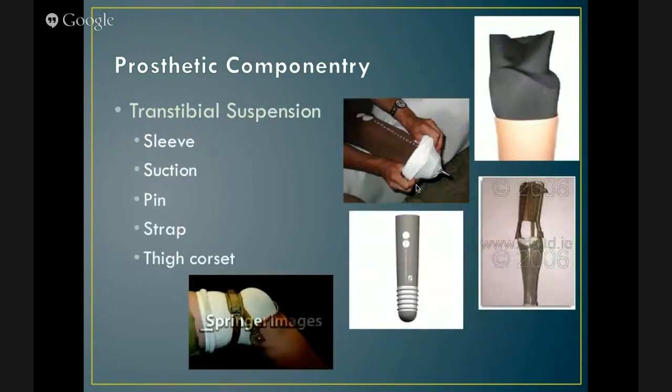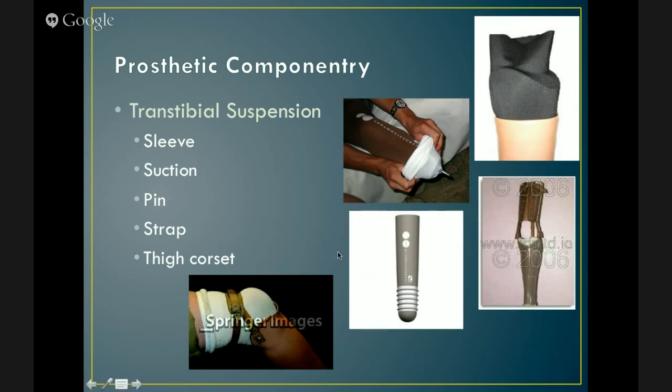As far as componentry, again, there's more than one way to skin a cat. The suspension is really what keeps the prosthesis on your body, and there are a number of different ways to do that. There's an external sleeve, which works on a partial negative pressure. So you push your leg into the socket. You pushing your leg in the socket expels air from a one-way valve, and then you create a seal by pulling that sleeve up onto your thigh.